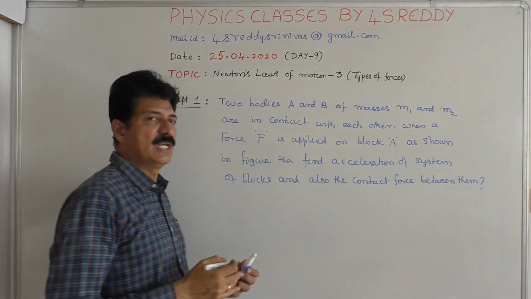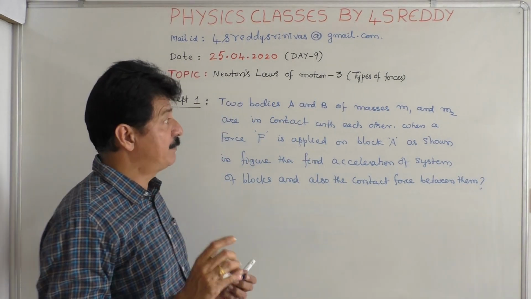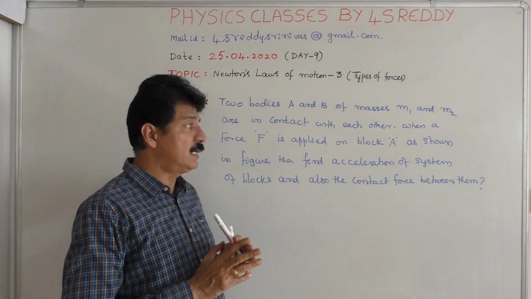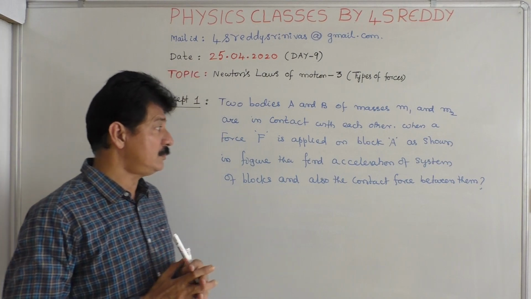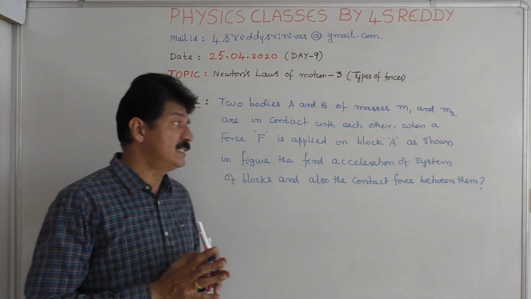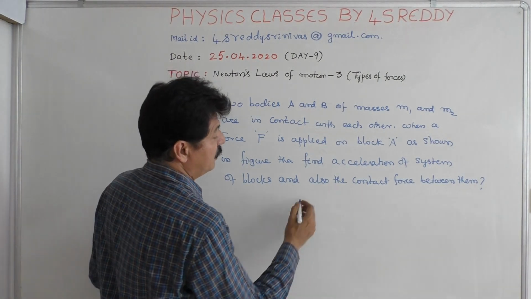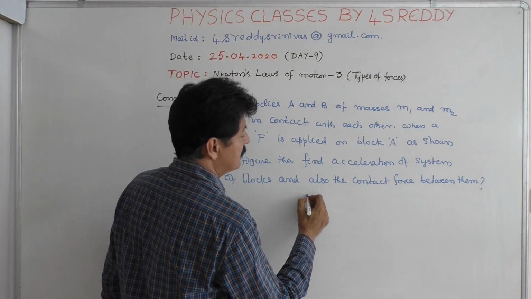Suppose you are asked a question like this. Two bodies, A and B, with masses M1 and M2, are in contact with each other. When a force F is applied on block A as shown in the figure, suppose this is the figure that I have given.